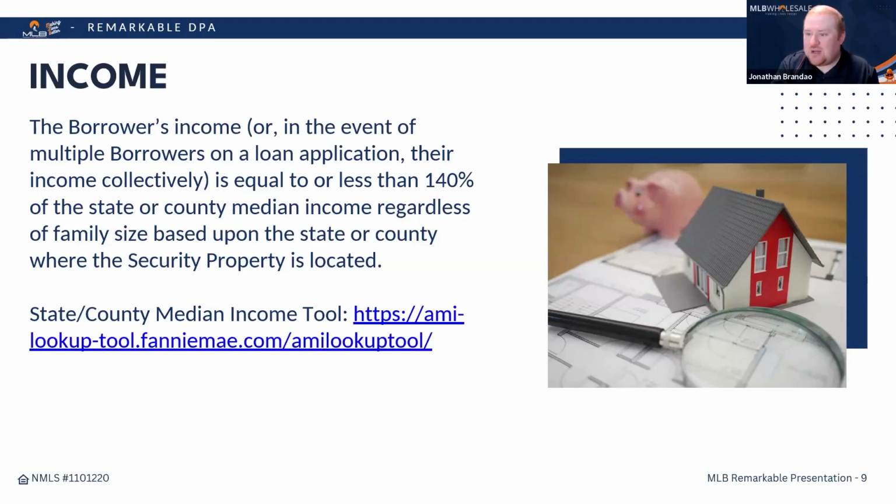Fannie Mae AMI lookup tool, and we use that tool to do the calculation, figure out what 140% is of that local median income, and then that will be your cap. That's the most that those borrowers collectively can make in order to qualify under this specific category. But like I said, we just give you this as an option if you absolutely need it. Otherwise, don't worry about this category at all. Kind of just have it off to the side as a backup if we need it, but otherwise, this is just there as an option.